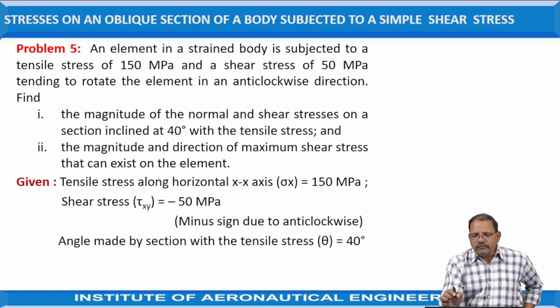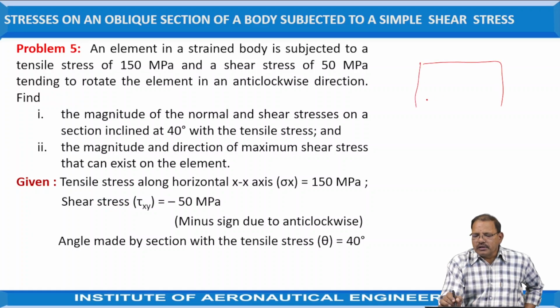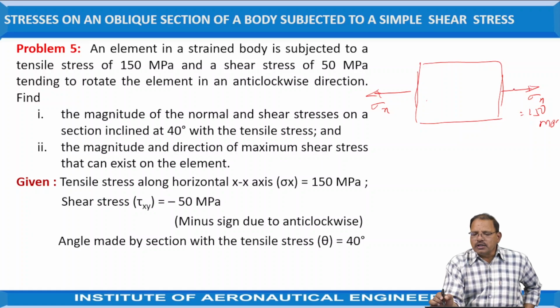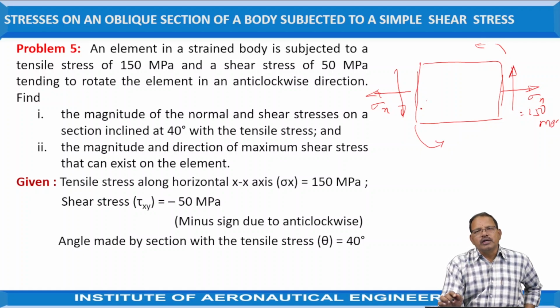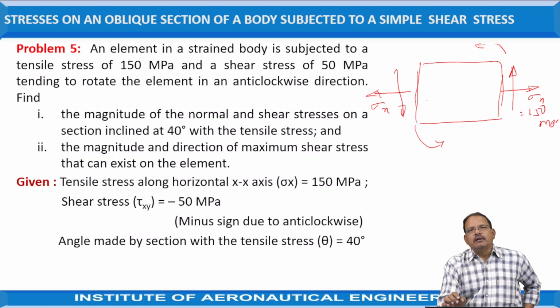Here, when we represent it on an object, this is our element, of uniform cross section. It is subjected to a tensile stress of 150 megapascal. This is the assumed x direction, sigma x, equal to 150 megapascal, and shear stress is there now. It tends to rotate the body in anti-clockwise direction, acting in this direction. Because of this effect it is rotating anti-clockwise. Hence this shear stress is treated as negative according to the analytical method.